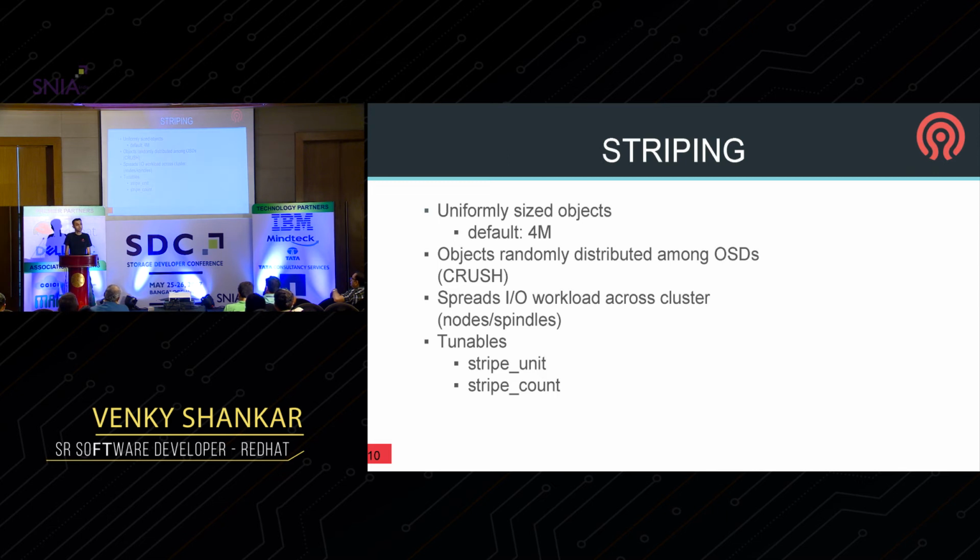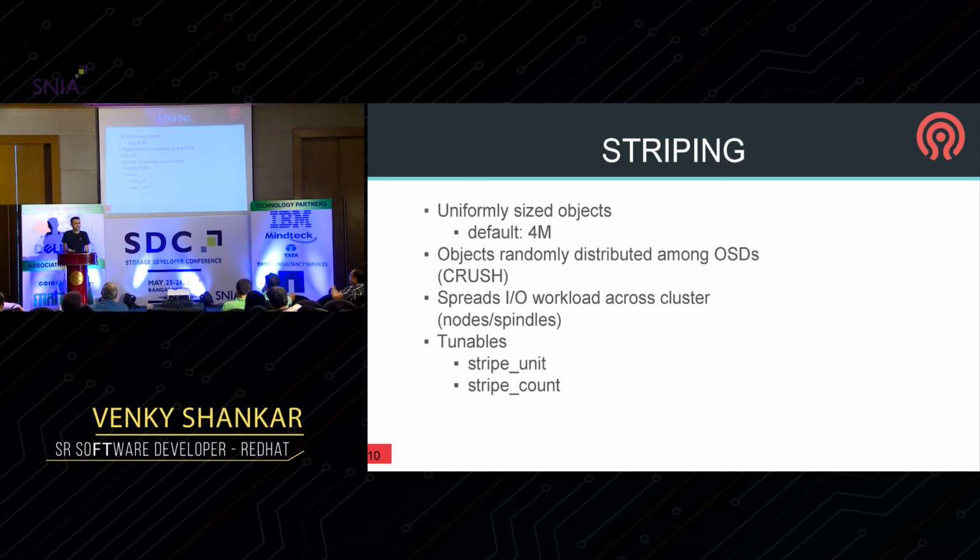Stripe is how you chunkify your image. So your image might be 10 gigabytes. Chunk size. A chunk, which is an object, lives in the RADOS cluster. Depending on the pool size, it's replicated that many times on different OSDs.